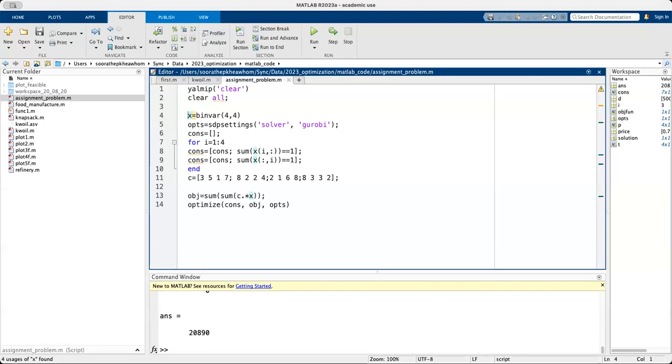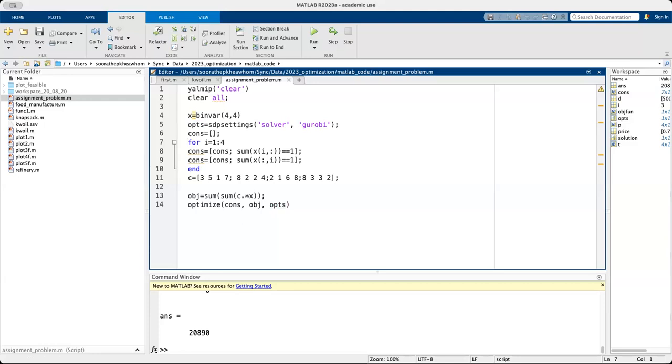And 4 by 4, a matrix 4 by 4. And we set the option, we use Gurobi as our solver. If you use Mosek, you can change it to Mosek, or just comment it out and let YALMIP select whatever the best solver available.